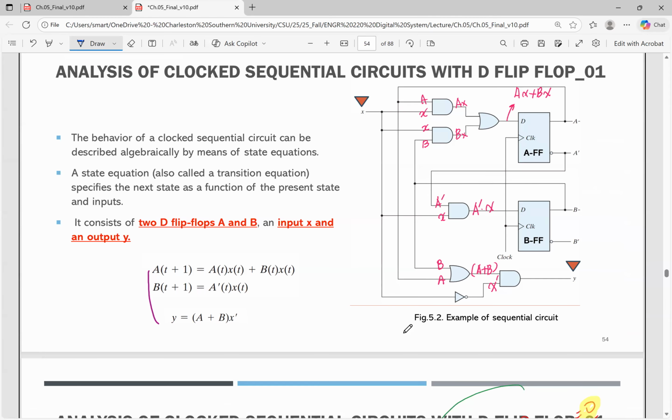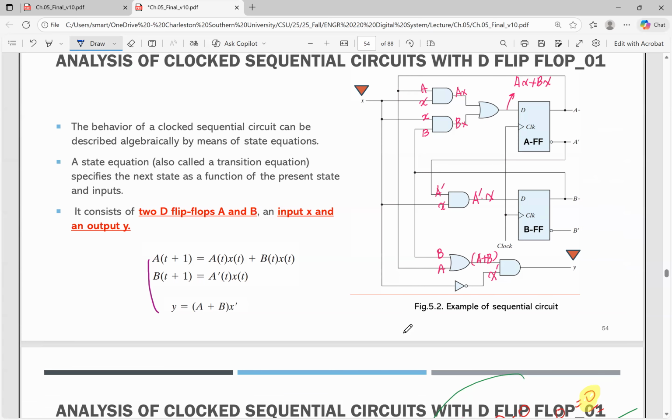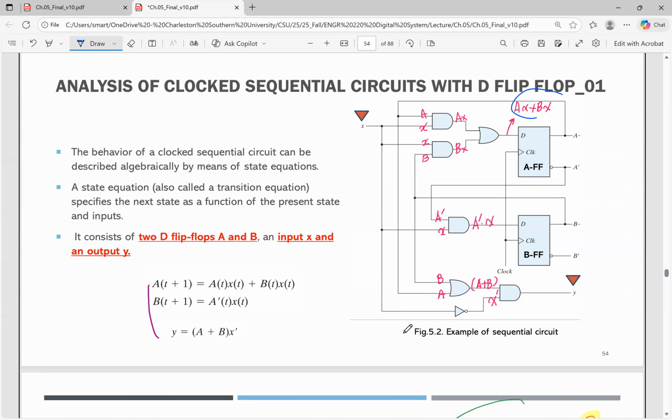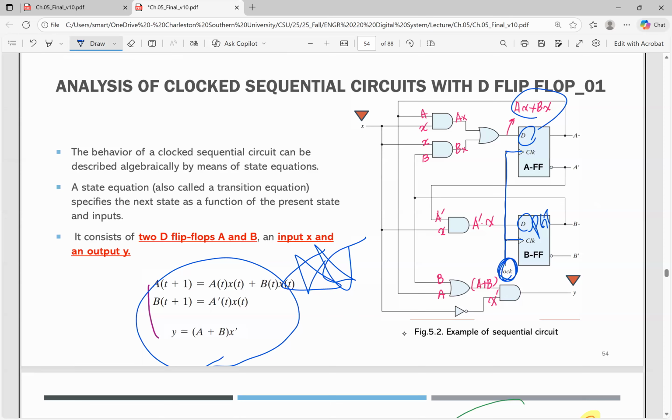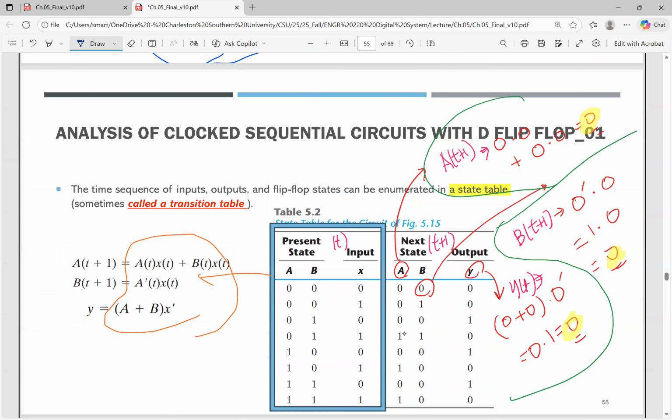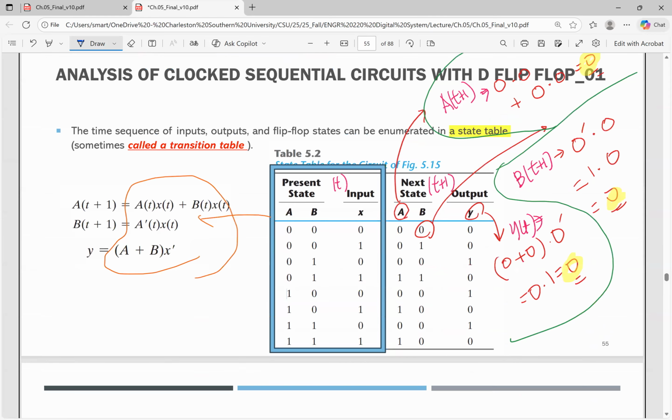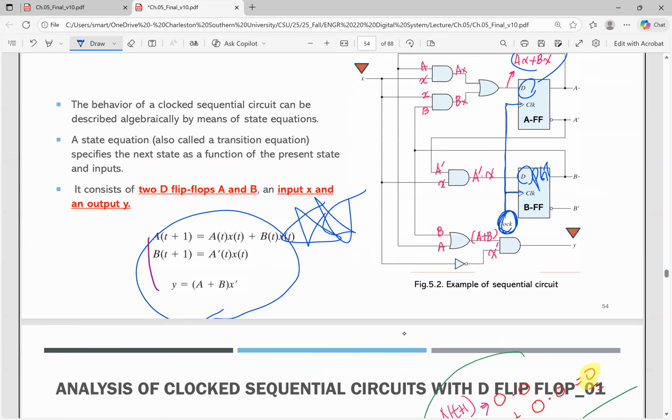The behavior of a clocked sequential circuit can be described algebraically by means of state equations. So this is the AX plus BX, and then this is the clock. What is it? A positive-edge-triggered 2 D flip-flop circuit. So we can express the state equation. From the state equation, we can find the next states, A of t plus 1, B of t plus 1, and Y from the equation. This equation we can derive from the circuit.